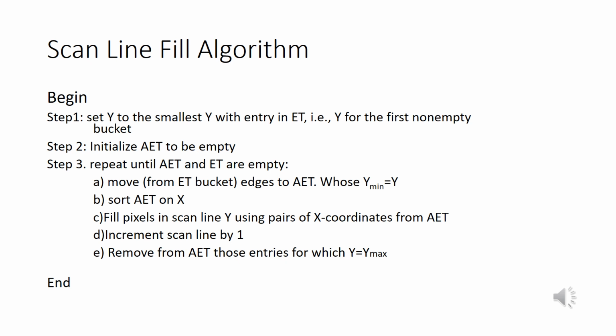Then we have to remove the edges from the active edge table for which y equals y max. That means if for a particular edge in the active edge table, its y max is equal to the current scan line value, that means we have processed that edge. So we are just removing those edges from the active edge table. This is the scan line fill algorithm.